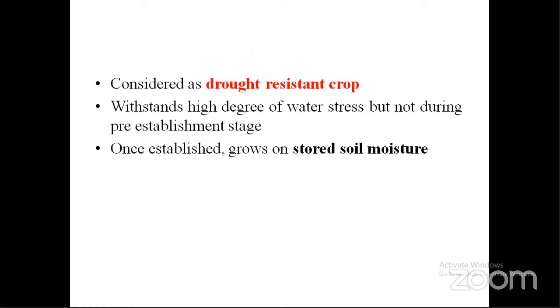Sesame is known as a drought resistant crop. It cannot tolerate excess moisture conditions, but it can tolerate low moisture conditions because it requires very little water for its growth. That's why it can be grown in dry lands also, and it withstands a high degree of water stress. But during the pre-establishment stage, the seedling stage or establishment stage, it needs water. Once it is established, it tolerates a high degree of water stress, and it grows on stored soil moisture also.